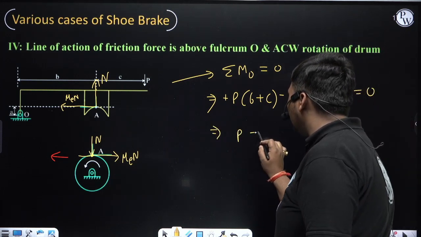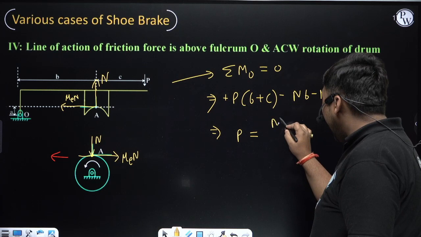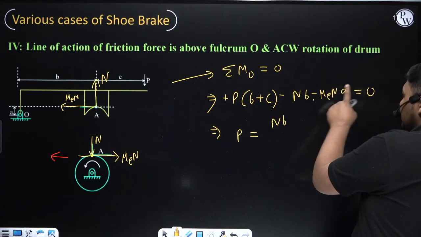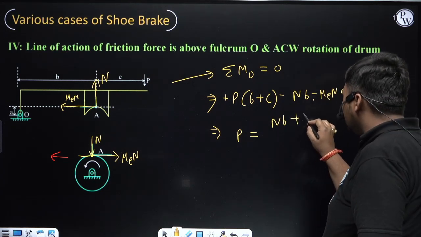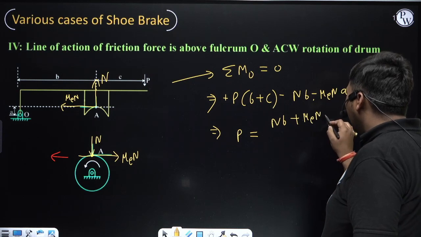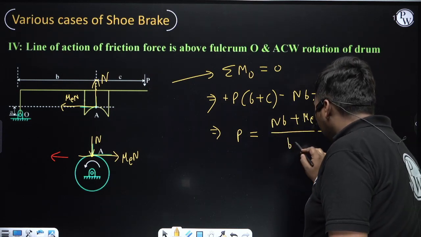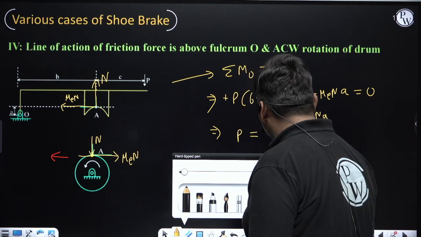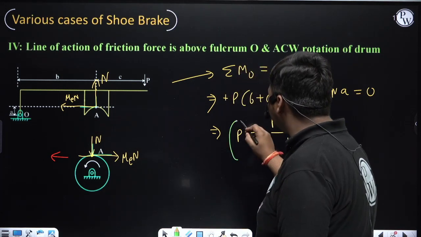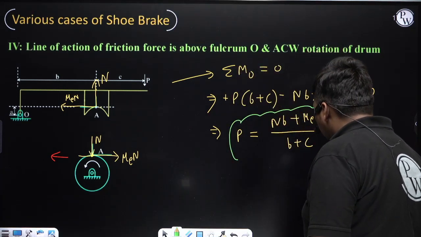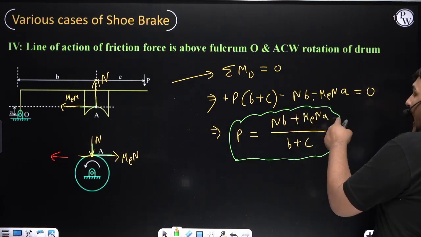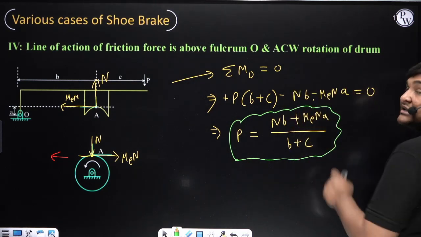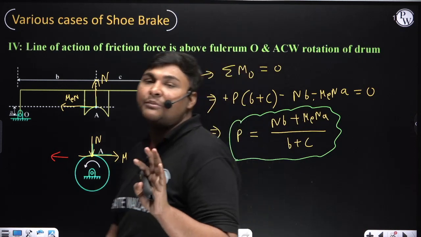So from this, if you find the relation for P, it will come as NB, and this minus will go to the other side and become plus mu E NA, divided by B plus C. Now again, you need not remember this relation, but from this relation what conclusion can you make? Here you can see that friction is coming with a plus sign, meaning here friction is not reducing braking effort.